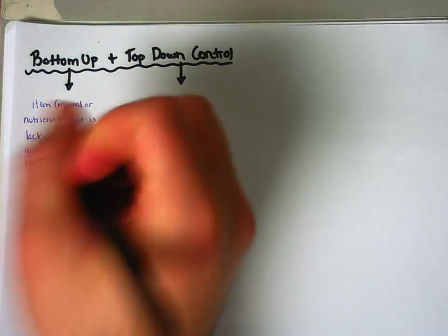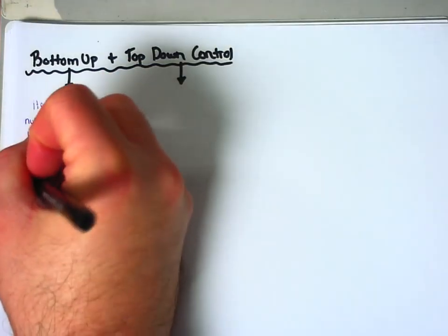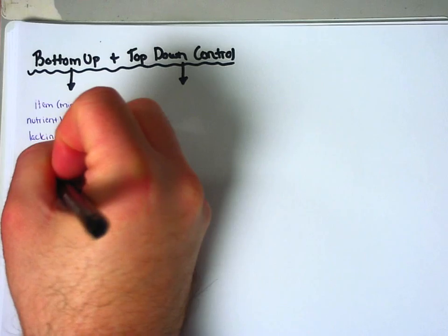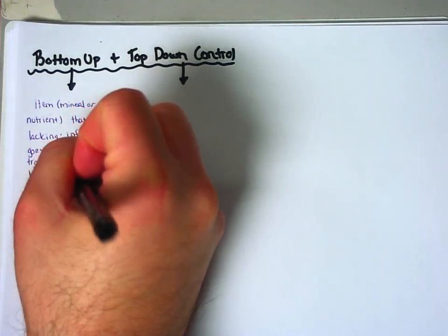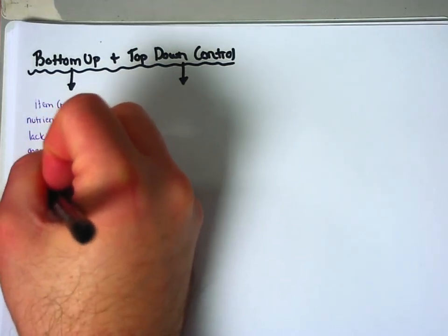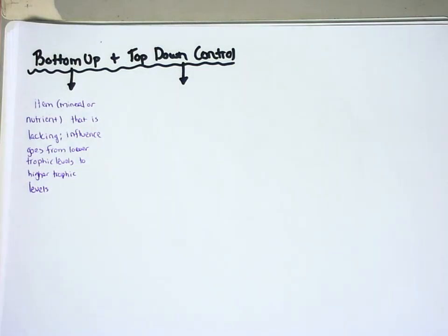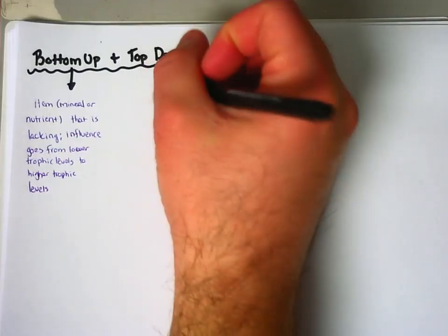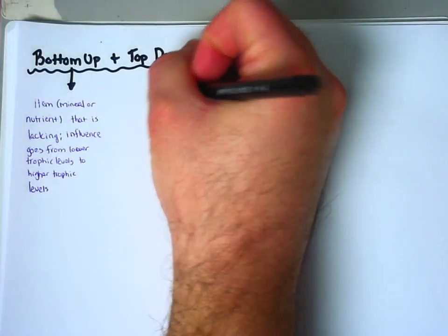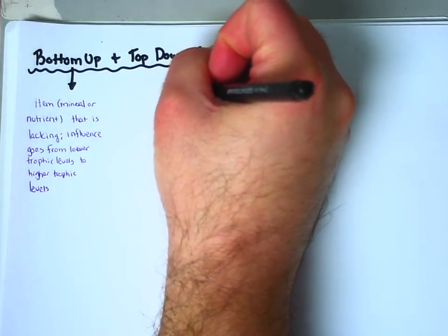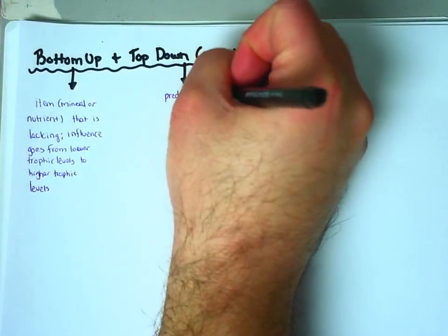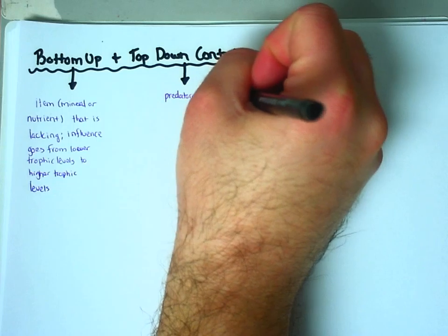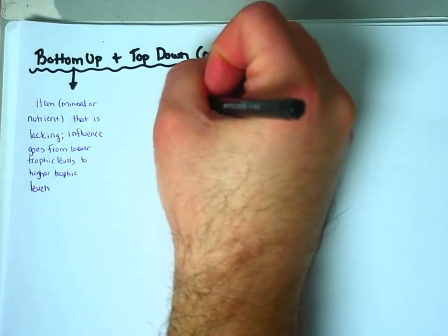Okay. So from lower trophic levels to higher trophic levels. Now in the case of a top-down control model, this would be when you have predators or consumers. So predators or consumers exert a control on lower levels.